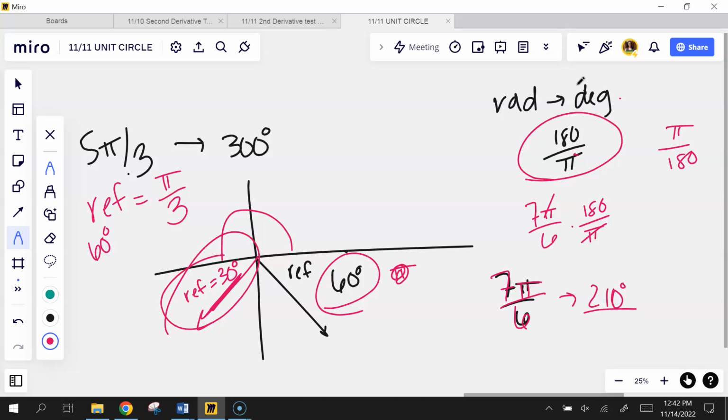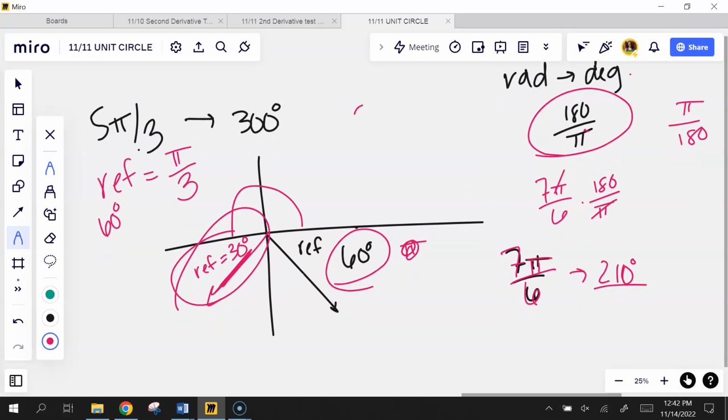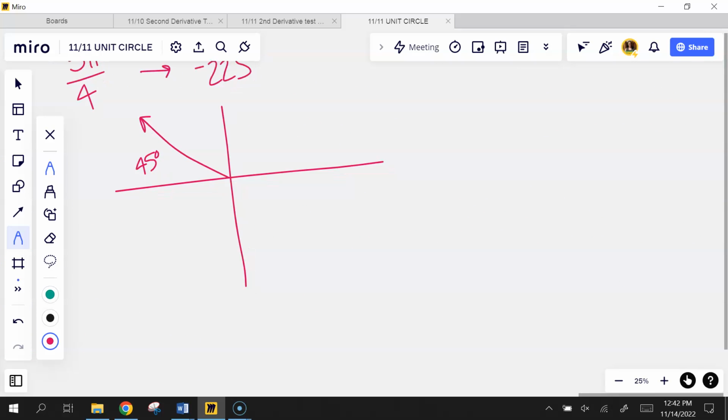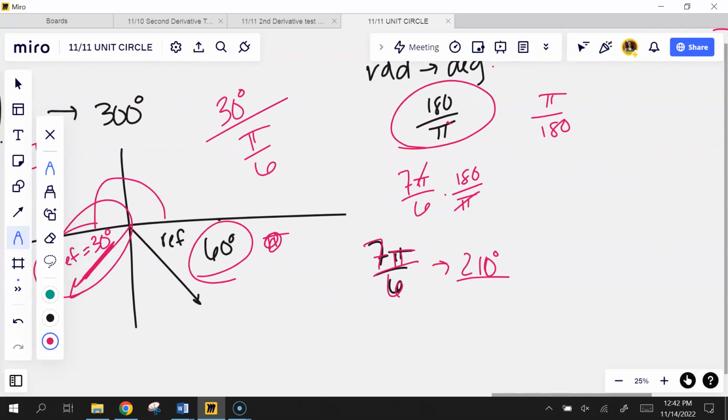Sorry, this one's 30. 30 degrees is number 5. 5 is pi over 6. 30 degrees is what in radians? Pi over 6. All we're doing is taking the answers we got for 4, 5, and 6 and converting them back to radians. So go back to this one. This is number 6. Pi over 3.